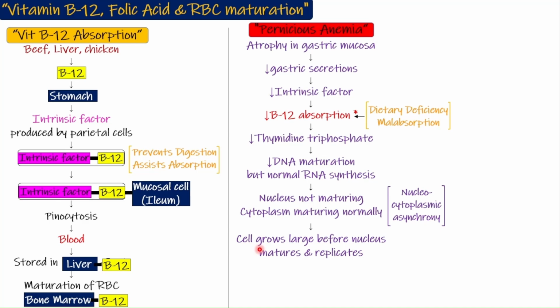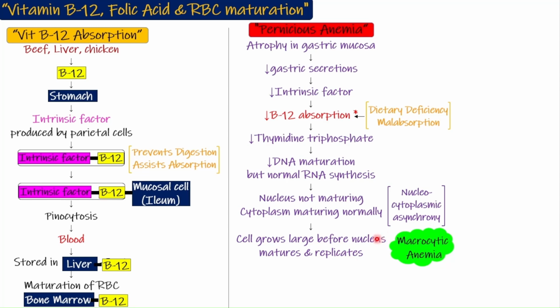That's why this anemia, because of the vitamin B12 deficiency, is known as macrocytic anemia. In this anemia, the size of the red blood cell, the mean corpuscular volume, the MCV of the red blood cells, is greater than normal. Okay, so vitamin B12 and folic acid deficiency both result in macrocytic anemias, because the cell grows large before the nucleus matures and replicates.